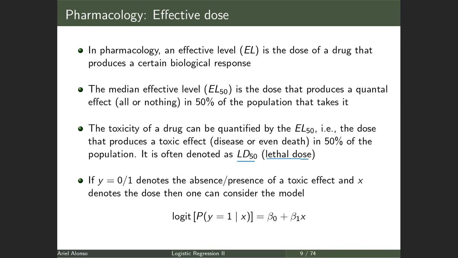So what we have here is our response variable, which is binary, 0 or 1. The toxic effect was either present or absent at certain doses of the drug, call it X. And then you can fit this very simple logistic regression model. You're using the logit link, and the logit of the probability of having this toxic effect is described as a linear function of the dose.